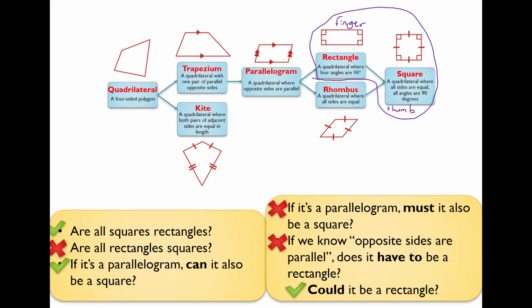All right, so hopefully this has helped with the difference between 4-sided shapes, quadrilaterals, and specific kinds of 4-sided shapes. Next, I'm going to go into the properties of a square, the properties of a parallelogram. All right, see you in the next video.